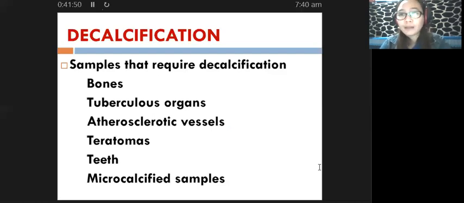If you perform it, there would always be consequences also. So decalcifying solutions always produce distortion and alteration of your tissue sample. Your decalcifying solutions will always have an effect when it comes to staining.